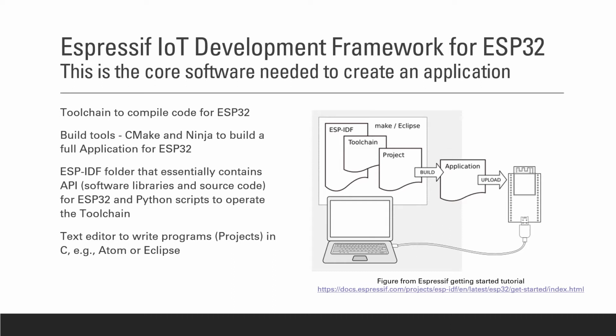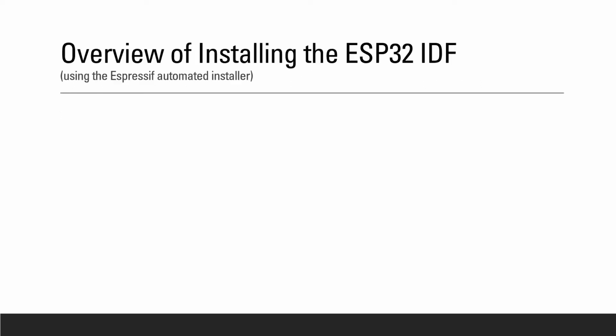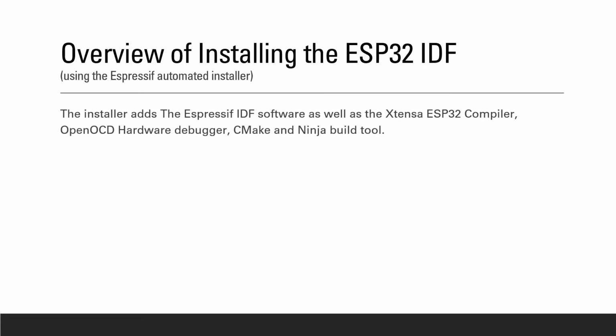So this is just showing that there's a toolchain environment where you build a project. Once you have the project, the software done, you can build it, and that means compiling it and linking everything together. And that then becomes a bootloaded application, which can be uploaded onto your development chip. And this is just a figure from Espressif. So here's just the overview of what we're going to do.